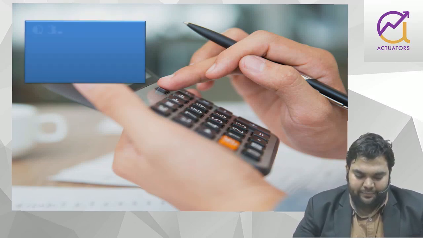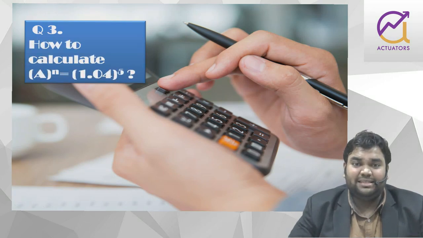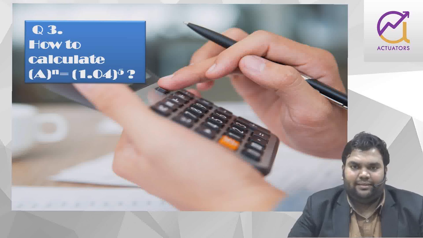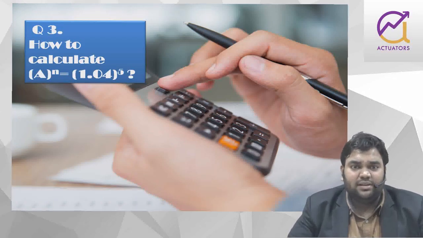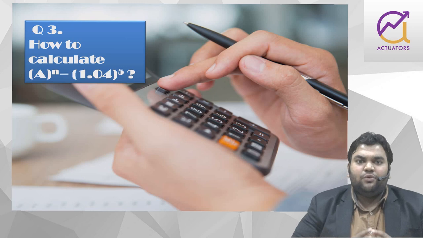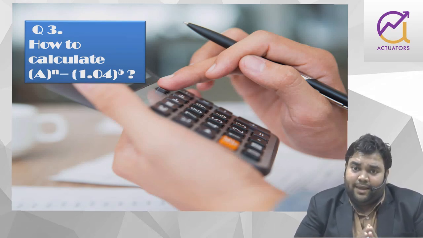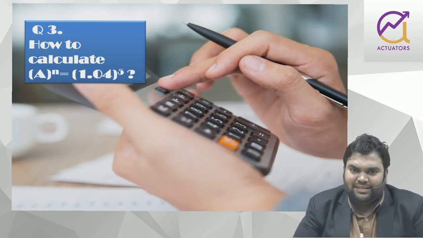How to calculate a to the power n. That means whatever the power is, you can easily calculate it. Last class, we studied how to calculate a square. It was very simple: into, equals to. If you have gradually observed, when the power 2 appears, we press equals to once.